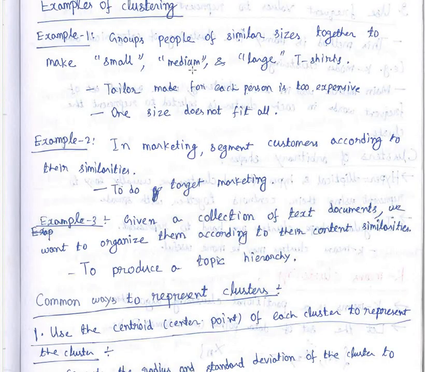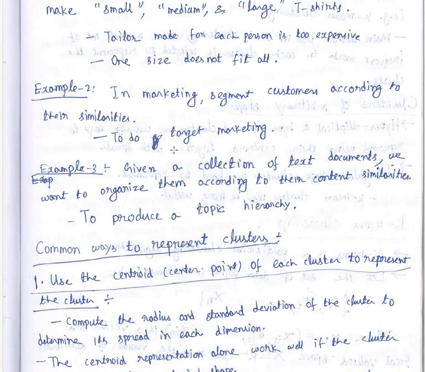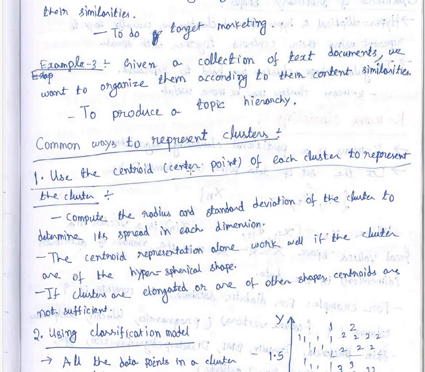Example, grouping of similar sizes of t-shirts. So we have small, medium, large in the shops. So instead of customizing for each one, we have them in groups like this. It's called clustering. And target marketing and topic hierarchy, all these are examples of clustering.